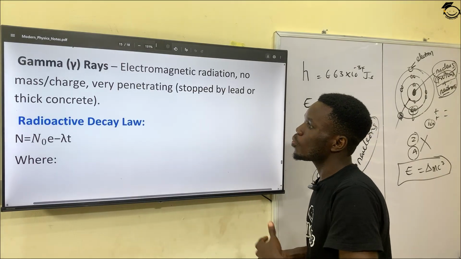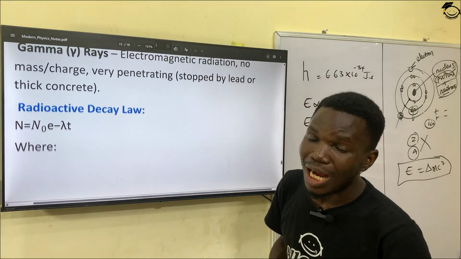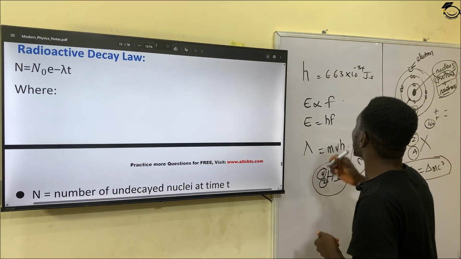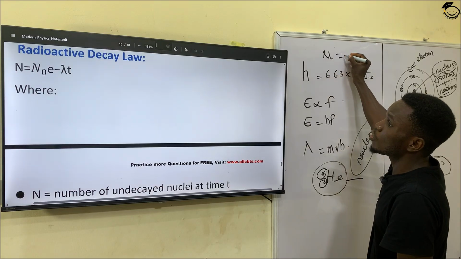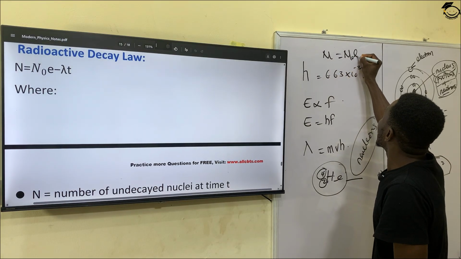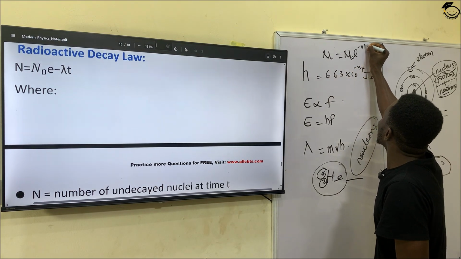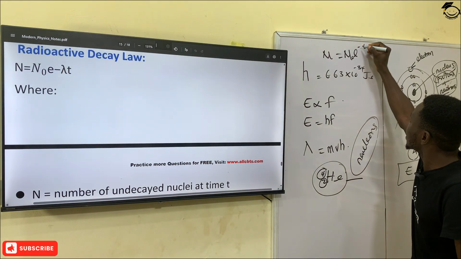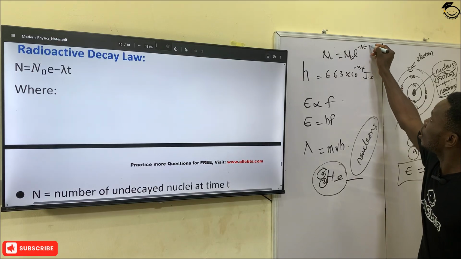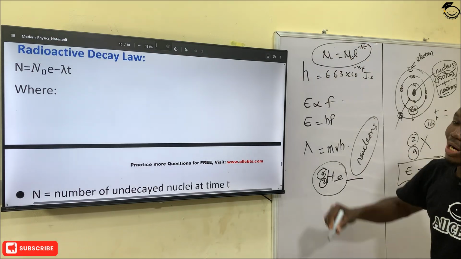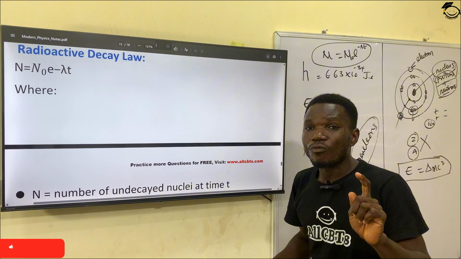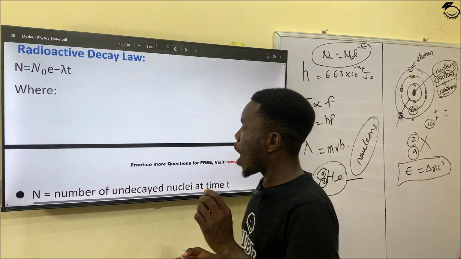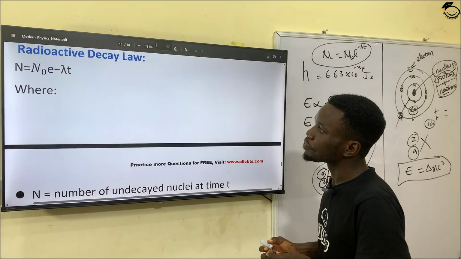So that brought us to what we call the radioactive decay law, where we use the decay constant, where we say that N is equal to N naught exponential minus lambda t. So this is just a formula that we use for calculating the amount of substance that is left after a particular decay or after a certain half-life.